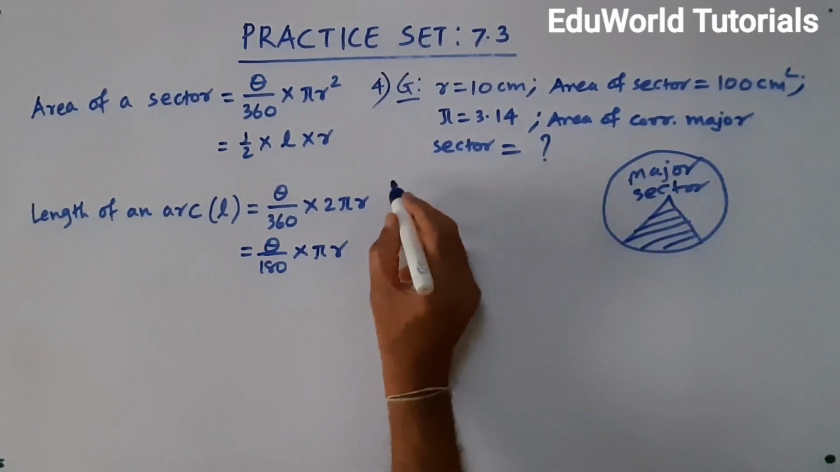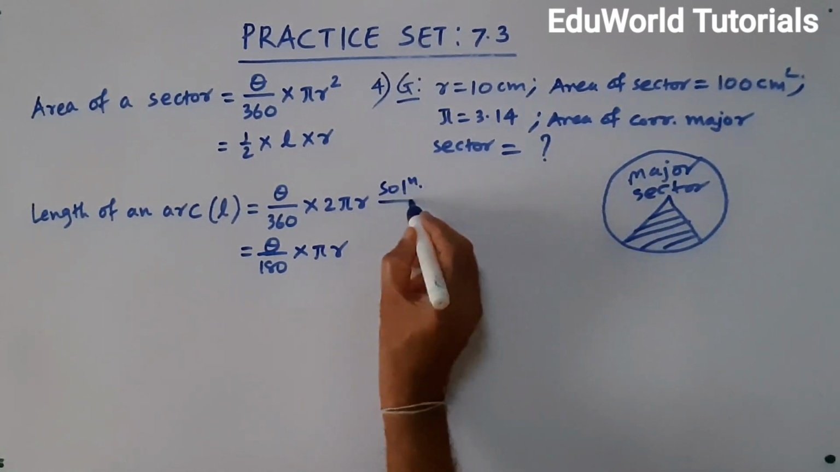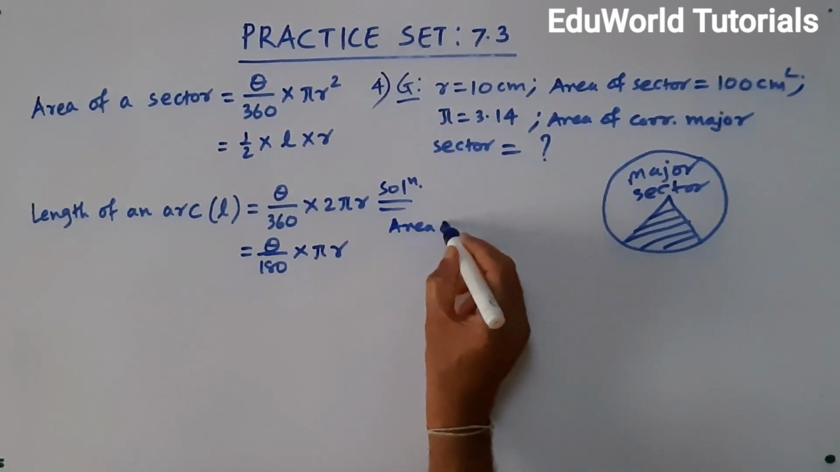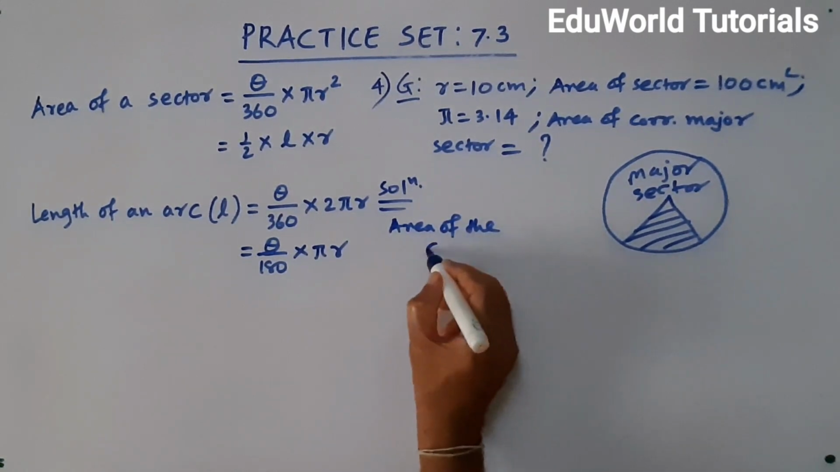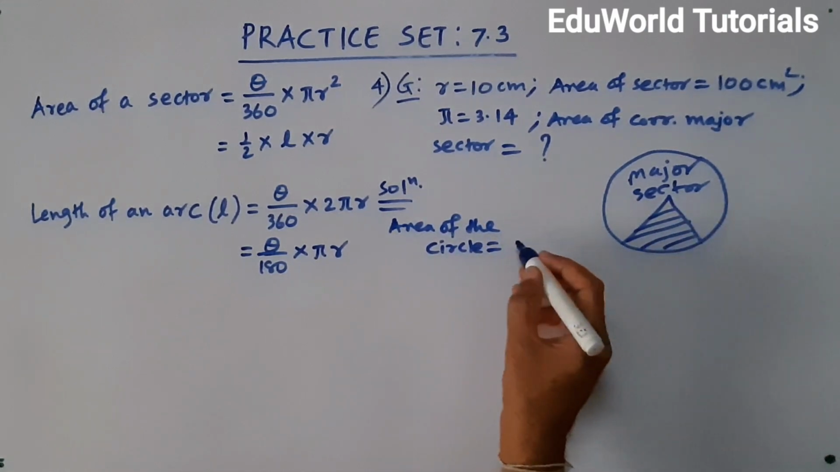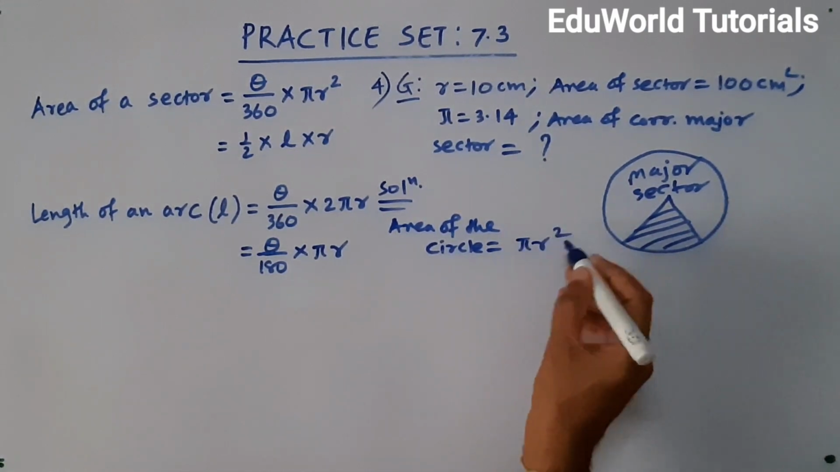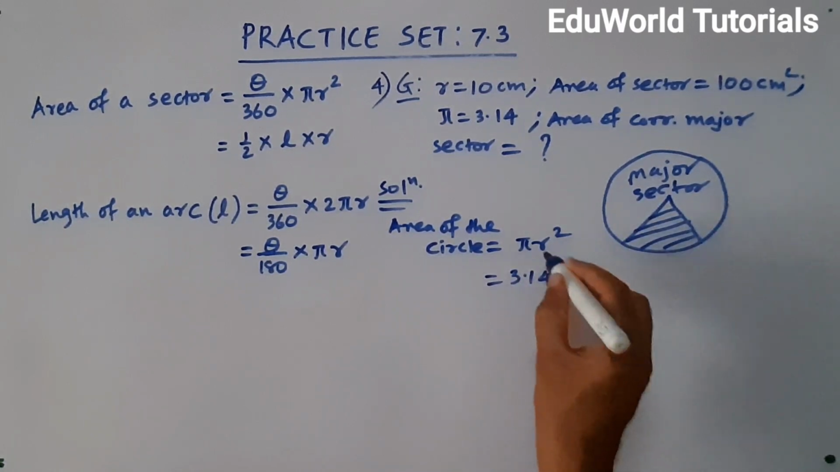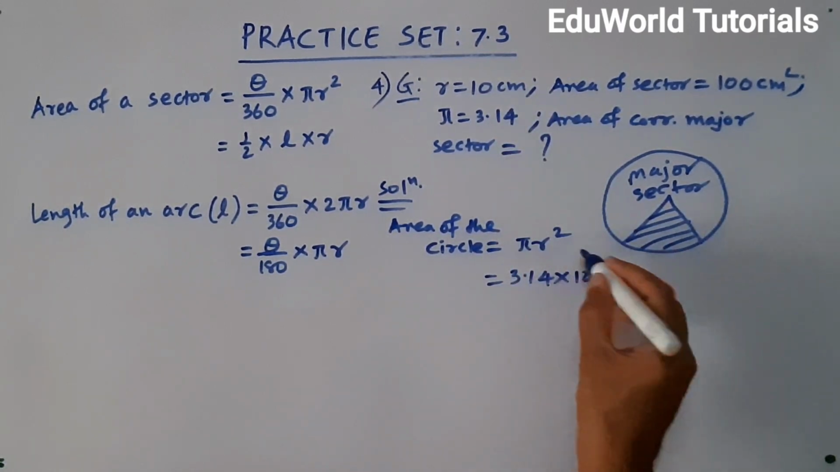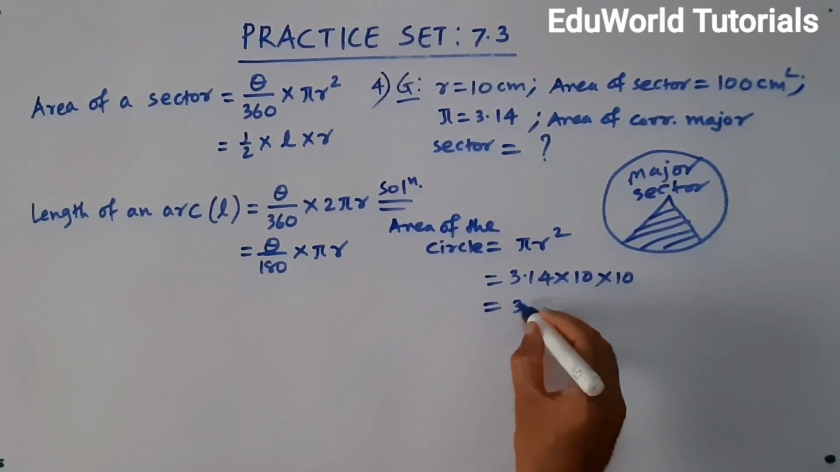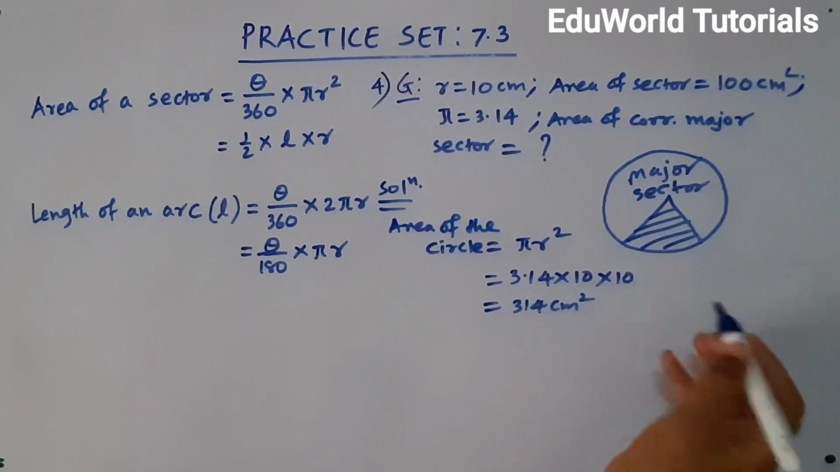Okay, so now everything is in your mind. Radius is 10 centimeter. So what we'll write is the area of the circle. Why the circle? Because it is a circle where these sectors lie. Area of the circle, what is the formula? Pi r square. What is the value of pi? 3.14 into what is the radius? 10 square, that is 10 into 10. You know students, 3.14 into 100 is 314 centimeter square.